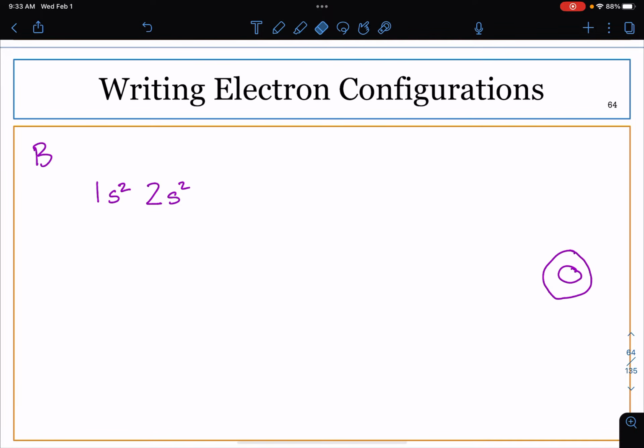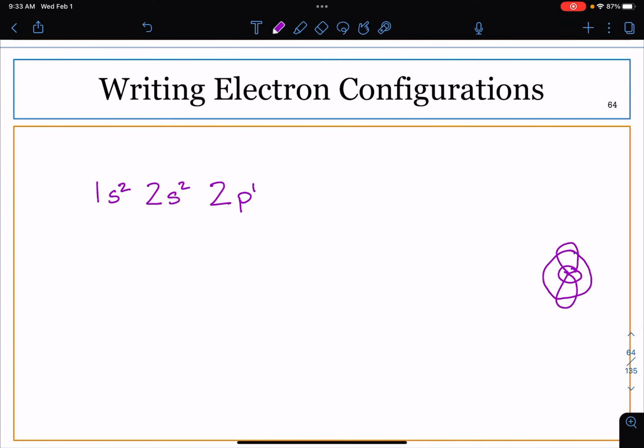The next element is boron. It has 5 electrons. Its first 2 electrons are in the first energy level. Its next 2 electrons are in the second energy level in the s subshell. Its fifth electron is still in the second energy level, but in the p subshell. And it only has 1 electron in the 2p subshell. So we could draw our first little p-shaped dumbbell looking orbital here.